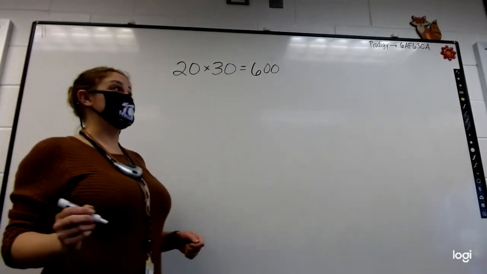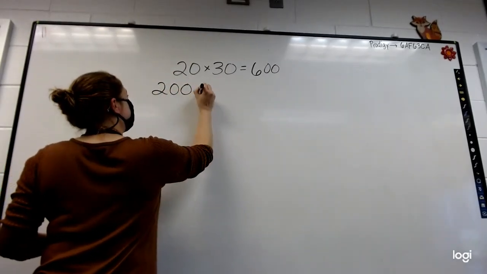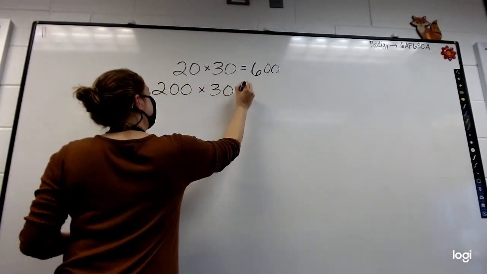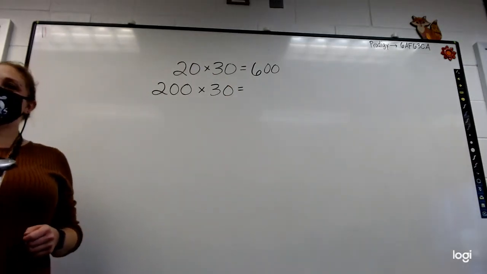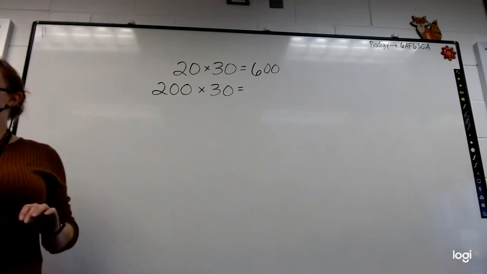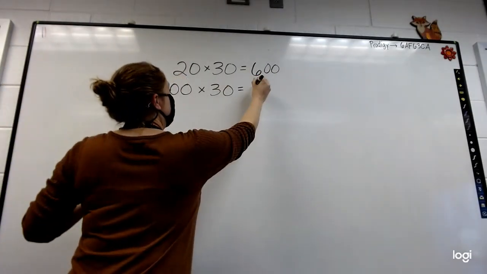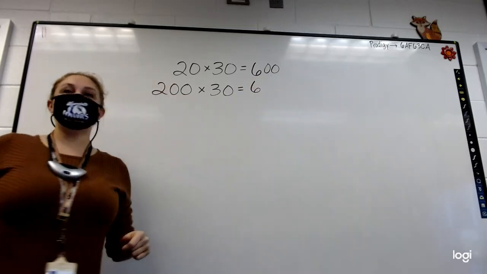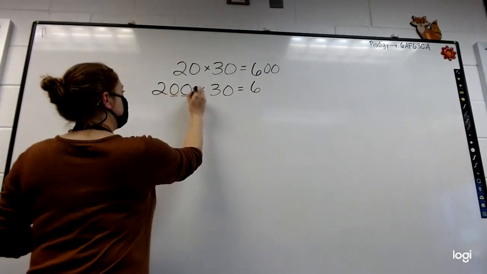Let's try another one. If I have 200 times 30. This is so easy. I have 200 times 30. I'm going to cover up all my zeros. 2 times 3 we know is 6. Someone tell me, how many zeros must I add on? 3. 1, 2, 3.